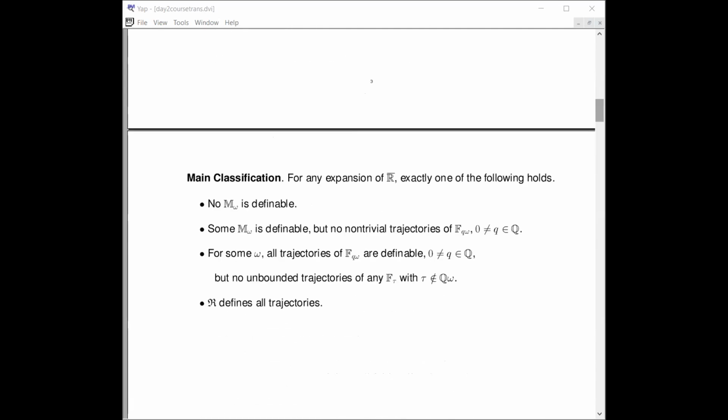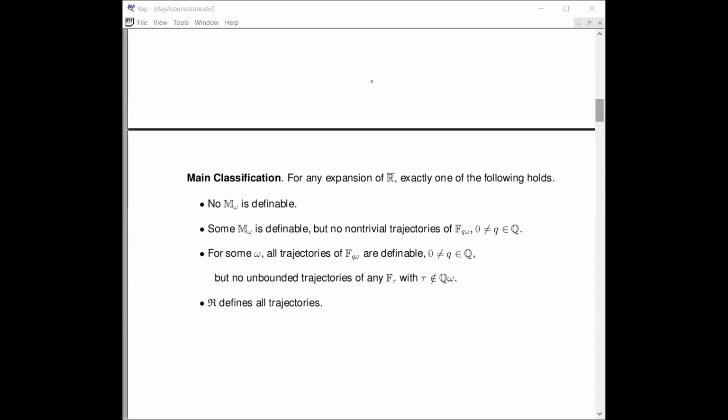Let's see, was there anything else here? Oh yeah, let's just remind ourselves of this main classification as I've stated it earlier. This is for any expansion of the field of reals. Exactly one of the following holds. None of these cyclic groups are definable. There is at least one that is, but then there are no non-trivial trajectories of any of these F sub Q omegas. There's some omega such that all trajectories of F sub Q omega are definable for all non-zero rational numbers Q, but essentially no other trajectories of other F sub taus, in particular no unbounded ones. And then R defines all trajectories.